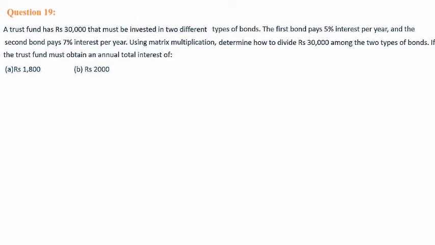Then which are the two ways they can invest? And another one is they need rupees 2,000 as annual interest. If they want to get rupees 2,000 as annual interest, in which are the two different ways they are planning to invest this rupees 30,000?